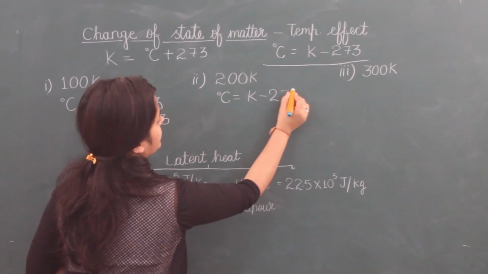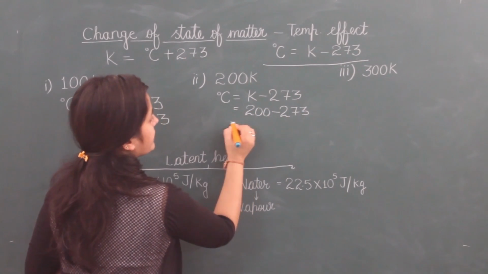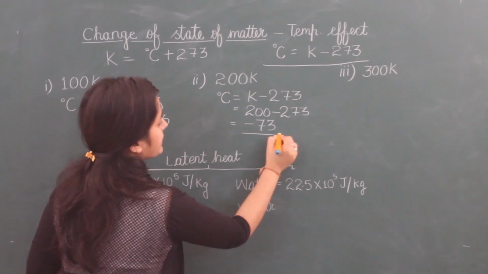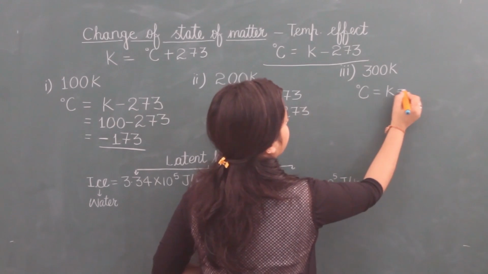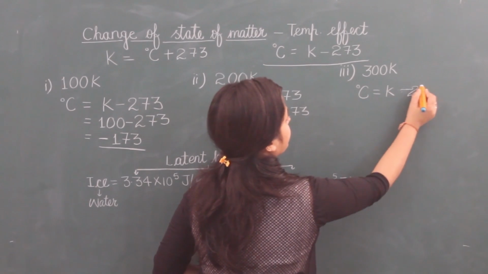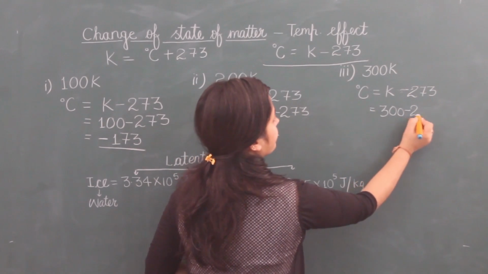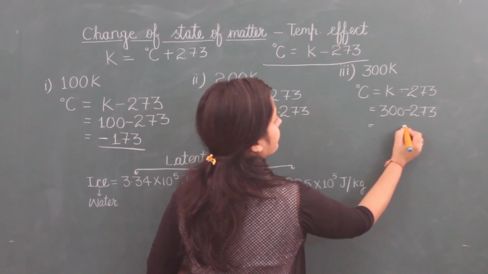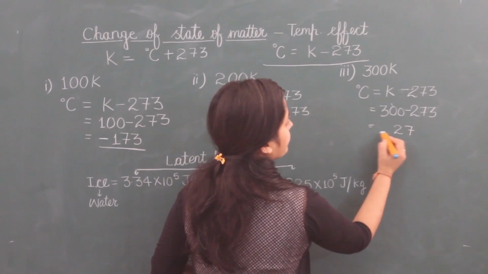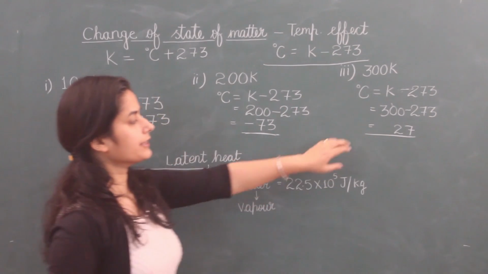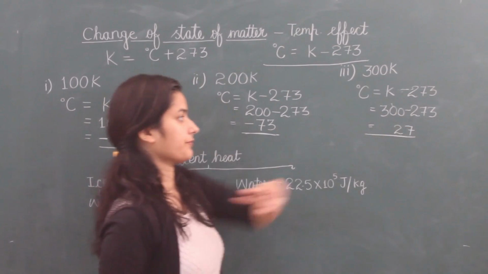Kelvin minus 273. 200 minus 273 is minus 73. Next is 300 Kelvin. It is 27 and its sign will be positive because it is 300 minus 273.